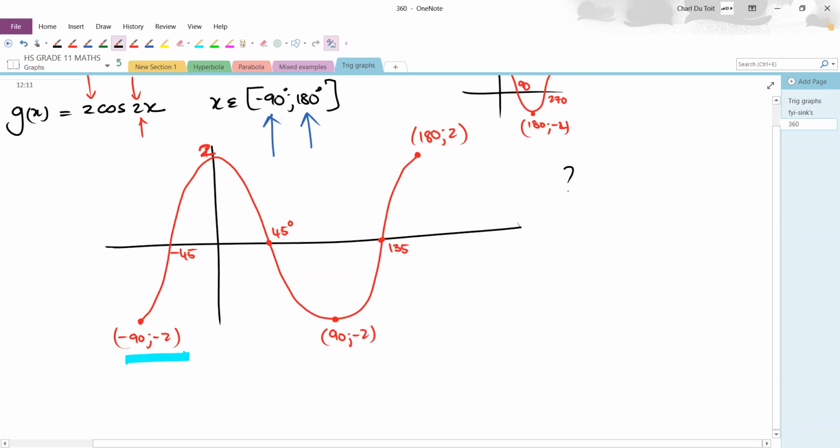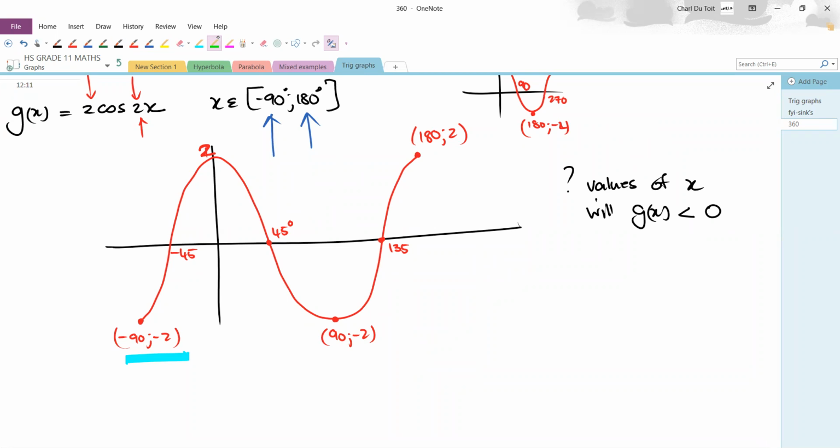Here we go. For what value of x will g(x) be smaller than 0? So they're asking, when is the graph negative? This little green section there, and this little green section there. Okay, but that doesn't help. They want to know what the x values there are.